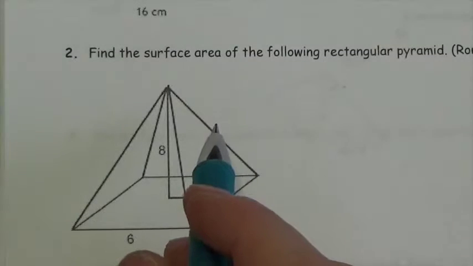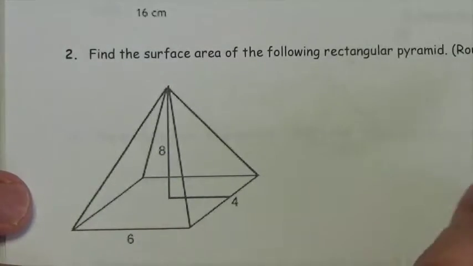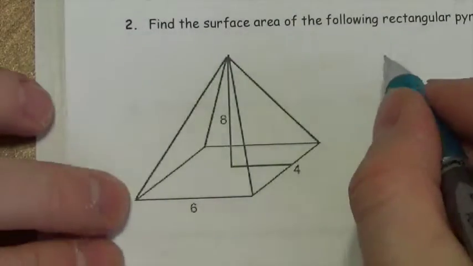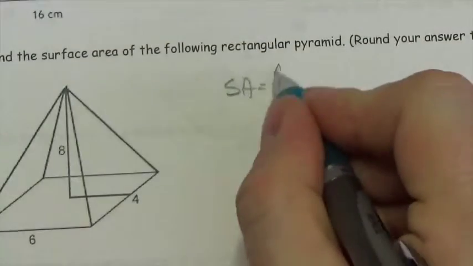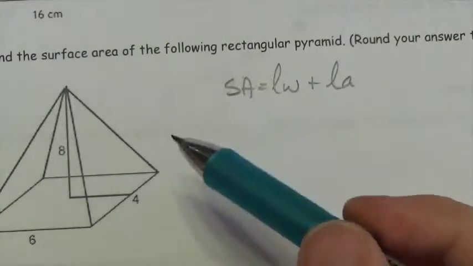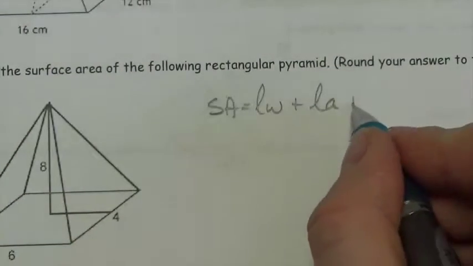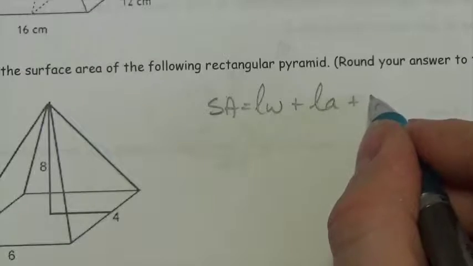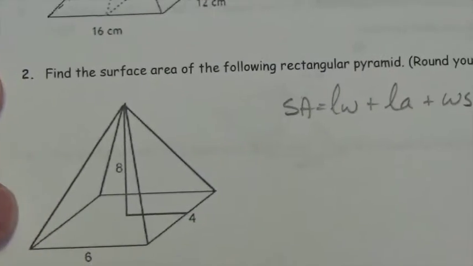Now this question tells us to find the surface area of the following rectangular pyramid, and we're going to round our answer to 2 decimal places. Again, the formula for surface area is length times width, that's the base, plus length times A, the front triangle and the back triangle, plus W times S, the right side triangle and the left side triangle.